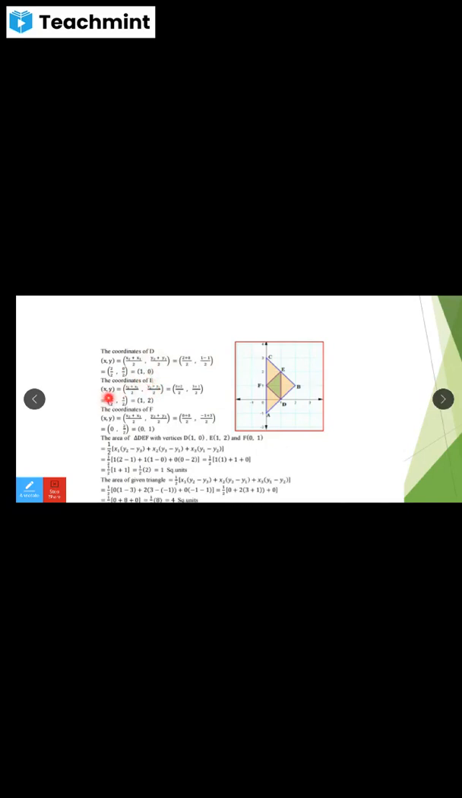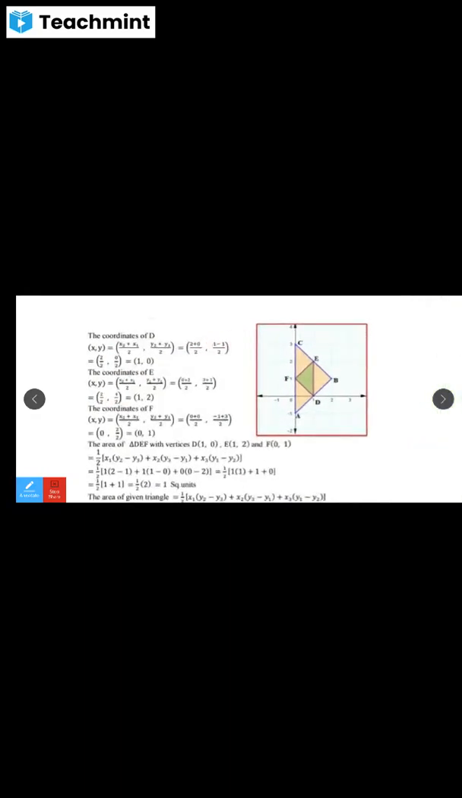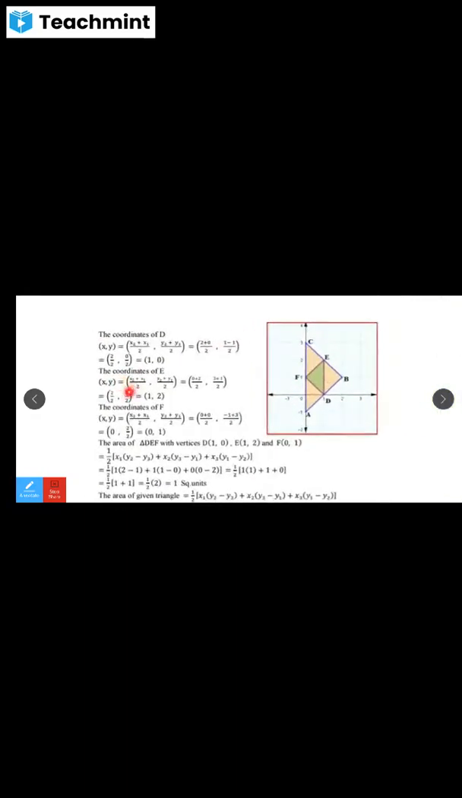Then coordinates of E is equal to ((x2 + x1)/2, (y2 + y1)/2). Here x2 is 0 and x1 is 2, so 2 by 2, comma (3 + 1)/2. 3 plus 1 is 4 by 2, 4 by 2 is 2, 2 by 2 is 1. So (1, 2).